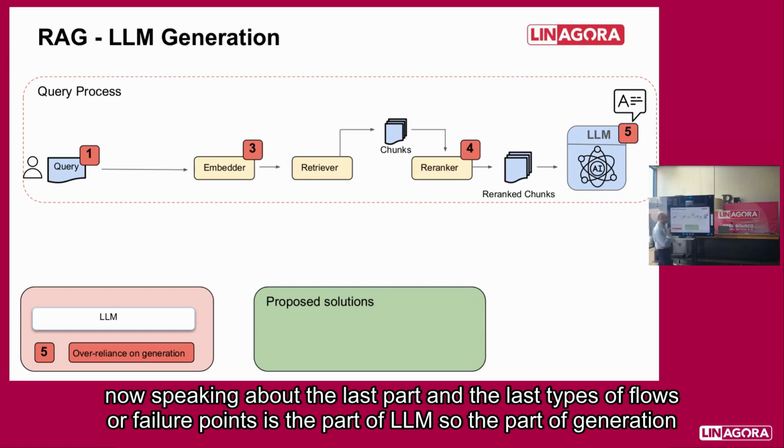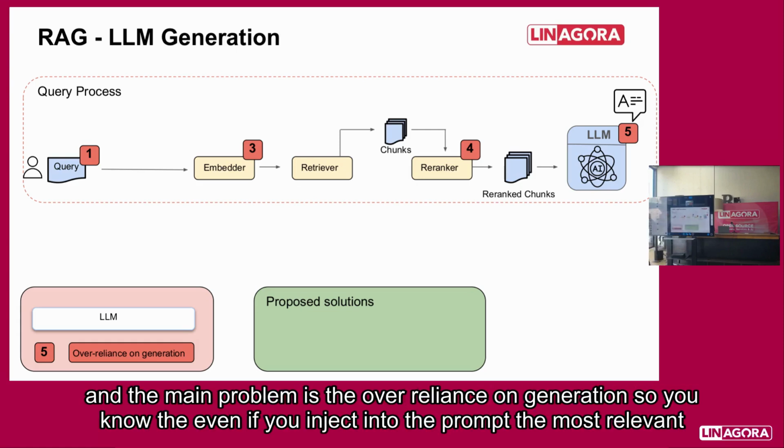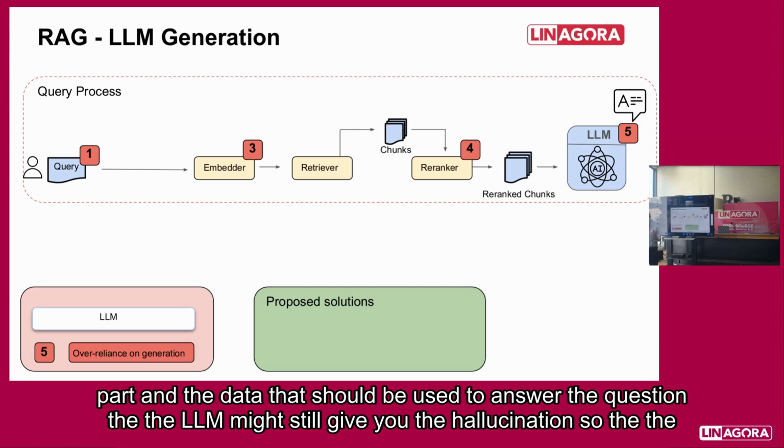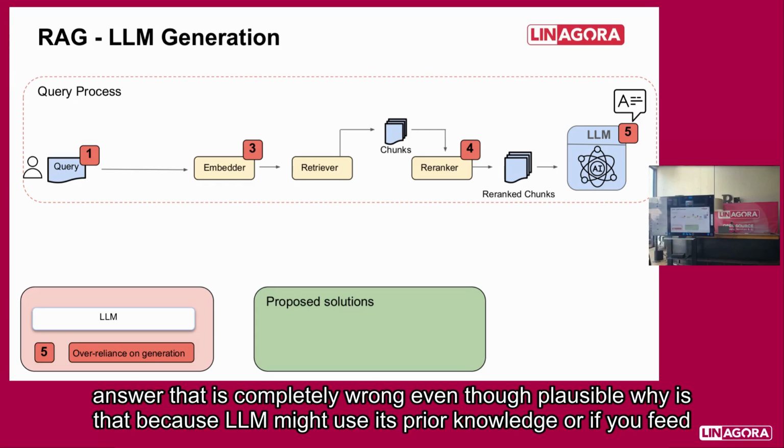Now, speaking about the last part and the last type of failure point, it is the part of the LLM, so the part of generation. And the main problem is the over-reliance on generation. So, you know, even if you inject into the prompt the most relevant part and the data that should be used to answer the question, the LLM might still give you a hallucination, so an answer that is completely wrong, even though plausible. Why is that?